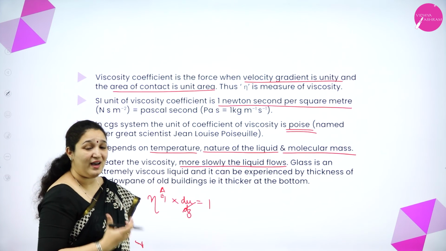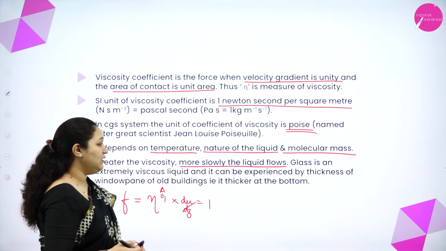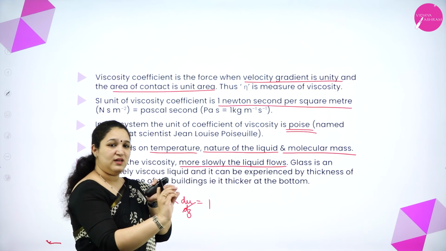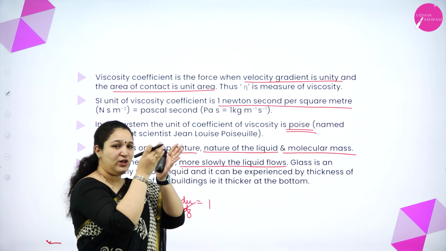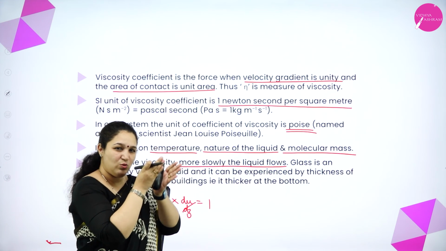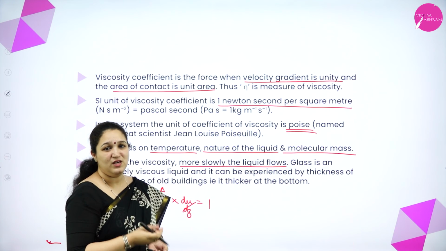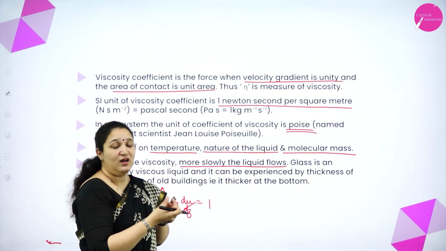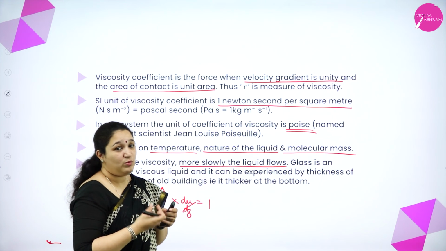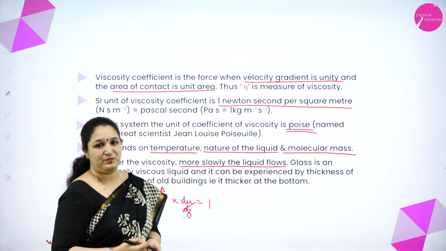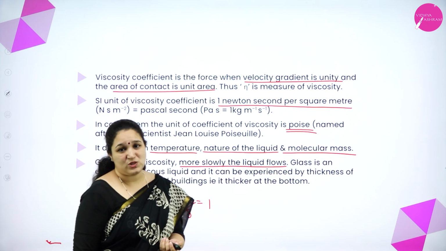Glass is a highly viscous liquid. If you see old window panes, below there is a thickness, because slowly over the years the glass is moving downward. The bottom portion of old window panes tends to be a little thick. So that's about viscosity.